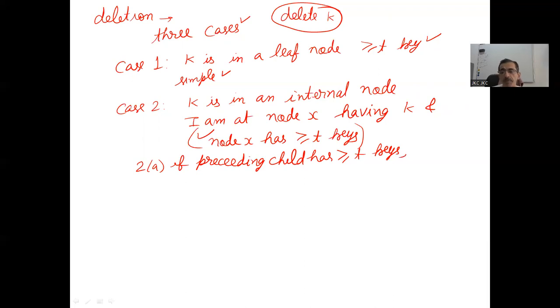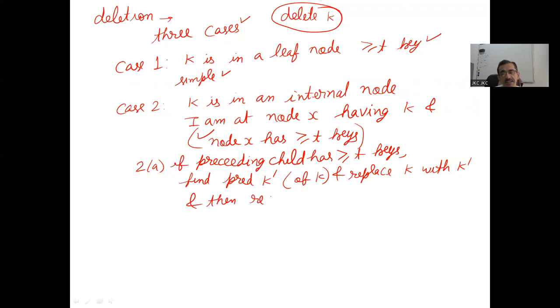That will not be a problem. I will find the predecessor of K, say K dash, and replace K with K dash, and then make a recursive call for deletion of K dash, from downwards only. K dash will ultimately be a leaf node's data, and there it can be deleted using case 1 later through deletion recursion.